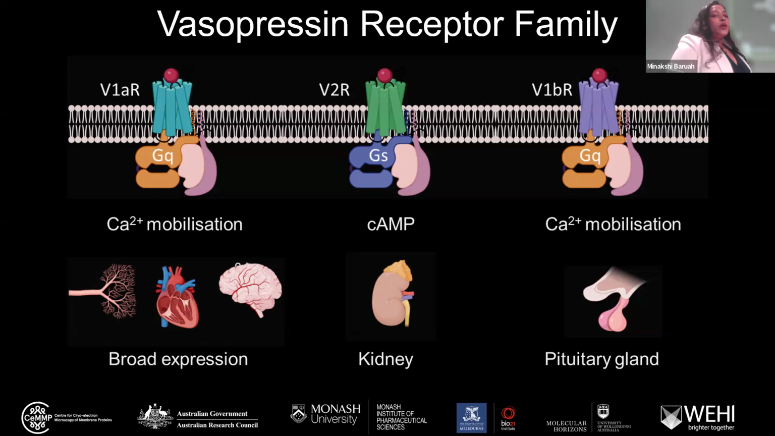While V2R is quite location specific and it couples to G-alpha S and mediates cyclic AMP signaling and is mostly responsible for fluid homeostasis. V1BR also couples to G-alpha Q like V1AR. However, it is quite location specific when it comes to expression, only found in the pituitary gland and is responsible for hormone release.